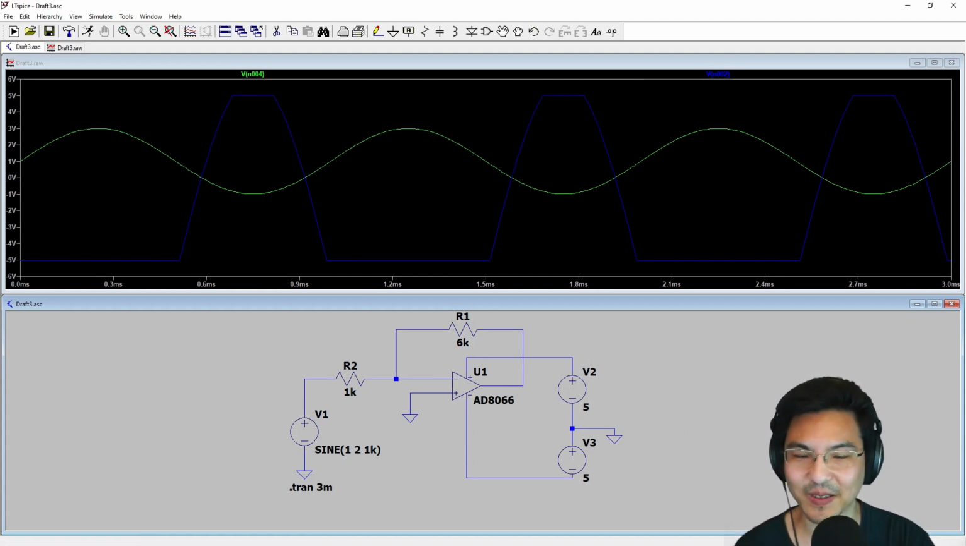So as an engineer, you have to be careful to provide enough supply voltage based on the output you're expecting for your circuit. Right? So very important to remember this concept of saturation.